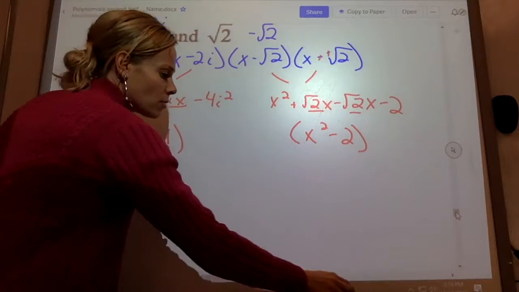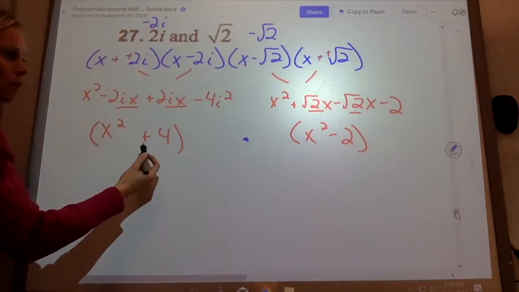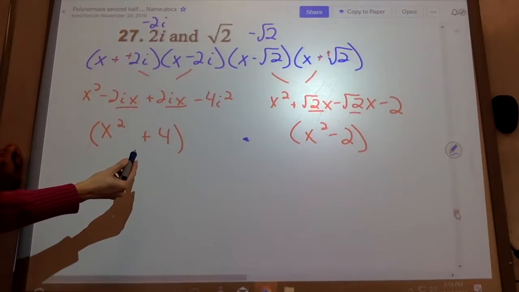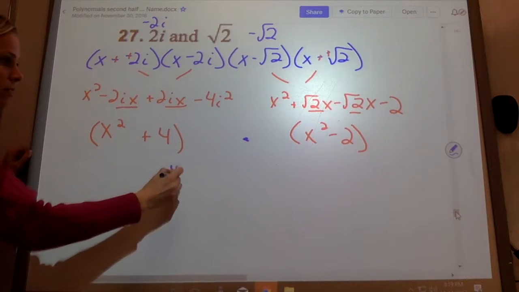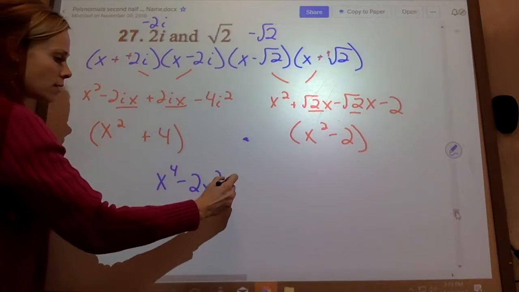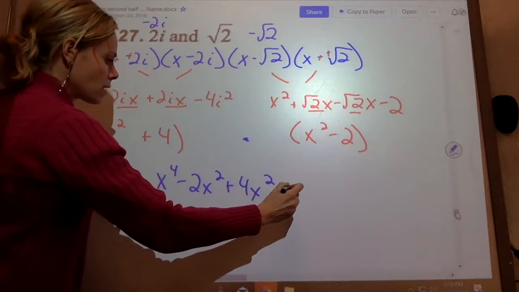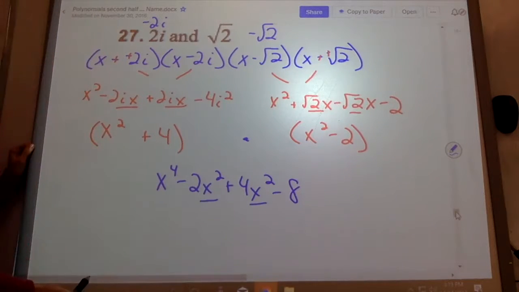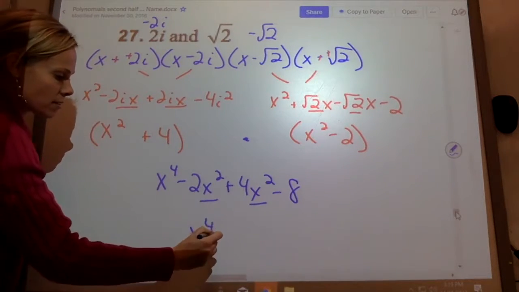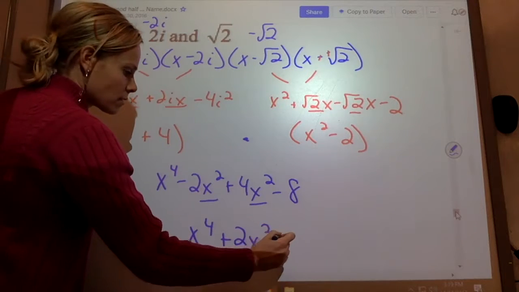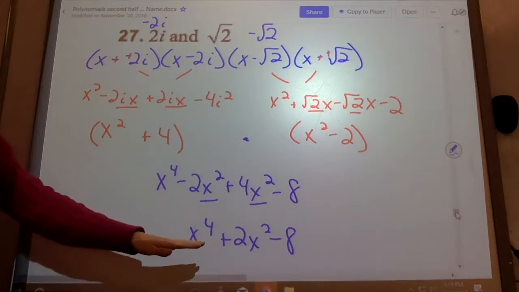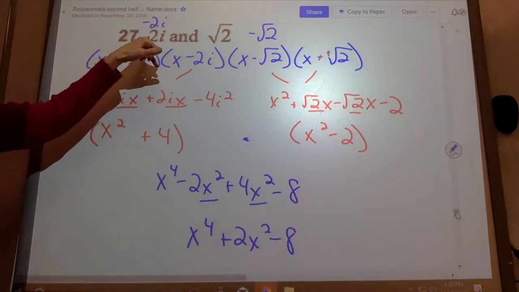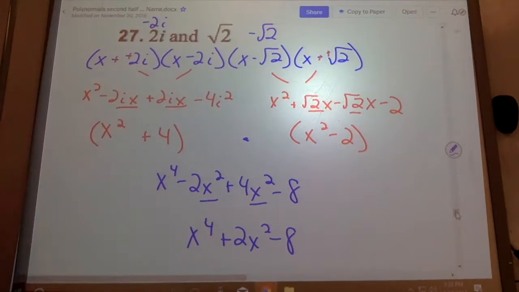And then I'm not done. You have one more step. FOIL those two together. So first, outer, inner, and last, combine your x squareds. And there's my 4th degree polynomial with my 4 roots.